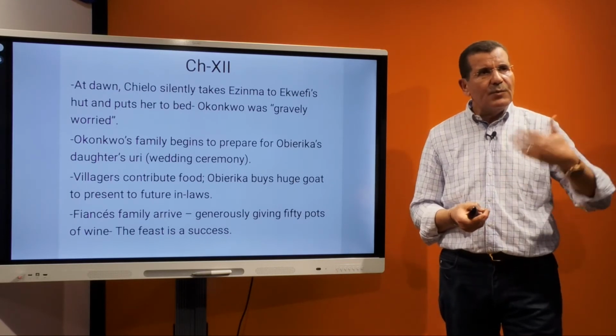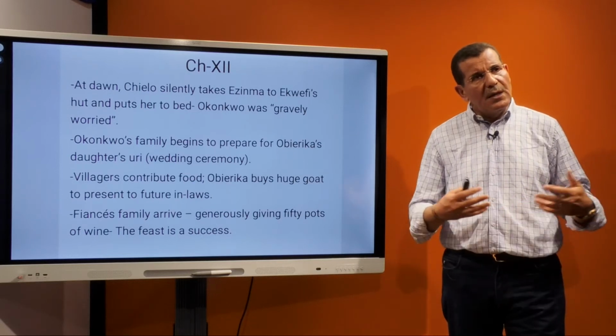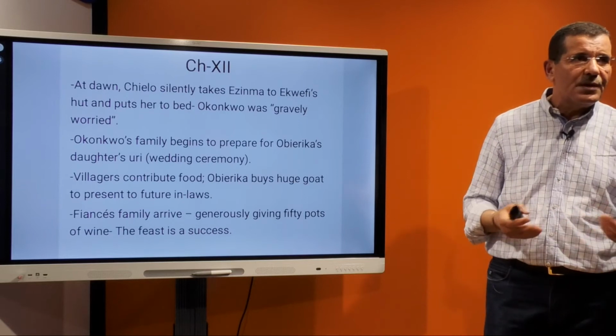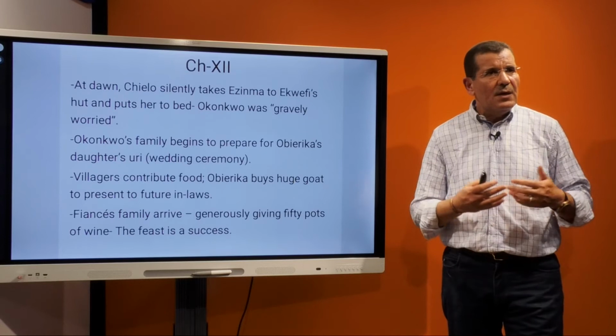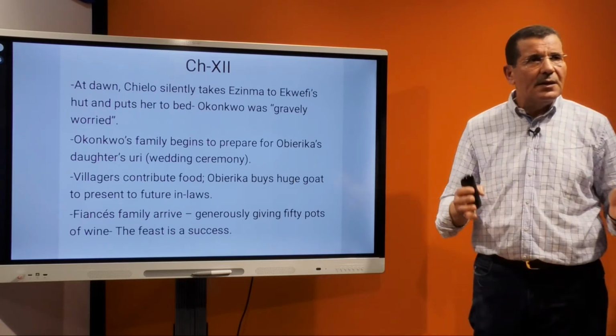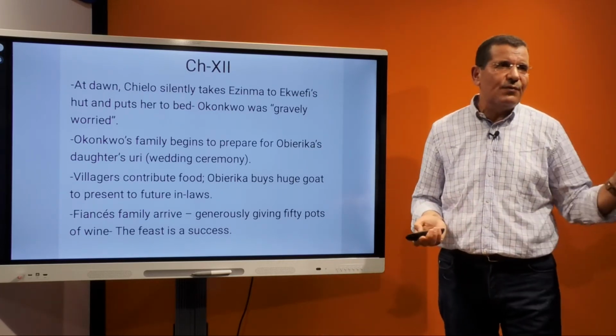And in this ceremony, the villagers, again as a group, contribute food, and Obierika buys a huge goat to present to the future in-laws, and the fiancé's family arrive. We have a moment of feast, and the feast was a success. A moment of happiness, gathering, a description of family life. There is always this element of gathering and sharing.